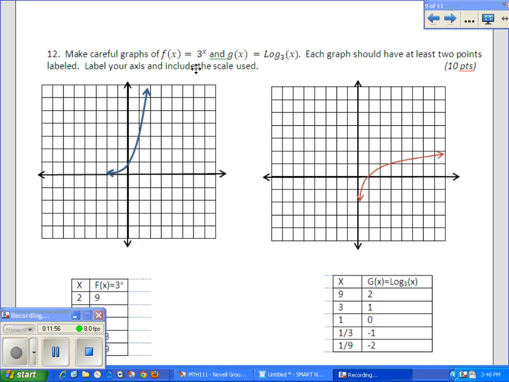Okay. On our graphs here, f of x equals 3 to the x and g of x equals log base 3 of x. These two functions are inverses of each other. That's how we defined a log function originally. It's the inverse of the exponential function.